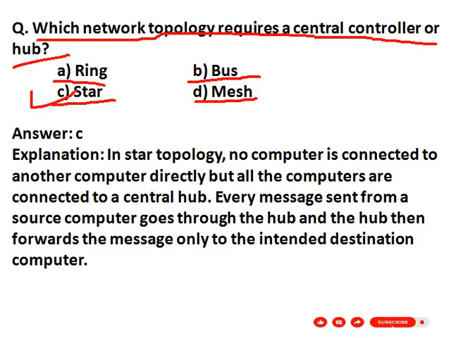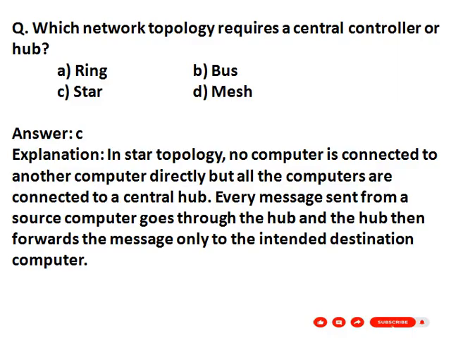In star topology, no computer is connected to another computer directly, but all the computers are connected to a central hub. Every message sent from a source computer goes through the hub, and the hub then forwards the message only to the intended destination computer.